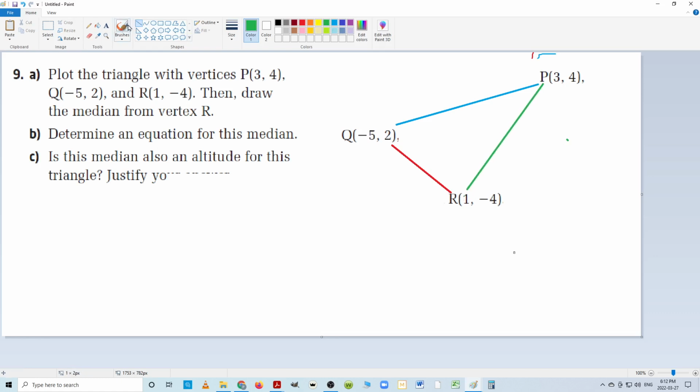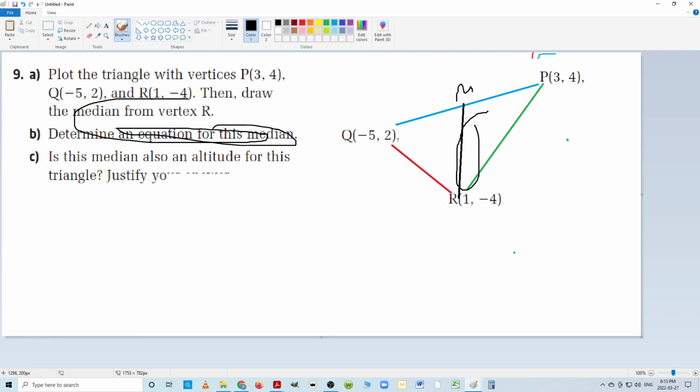And then they want me to draw the median from vertex R. So I'm going to do that in a black line. So the median from vertex R will cut through here into this blue line at the blue line's midpoint. Then it'll say determine an equation for this median. So they want an equation for this black line. To do that, we need to know the midpoint, we need to find the slope, and we need to find B. So we start with the midpoint.